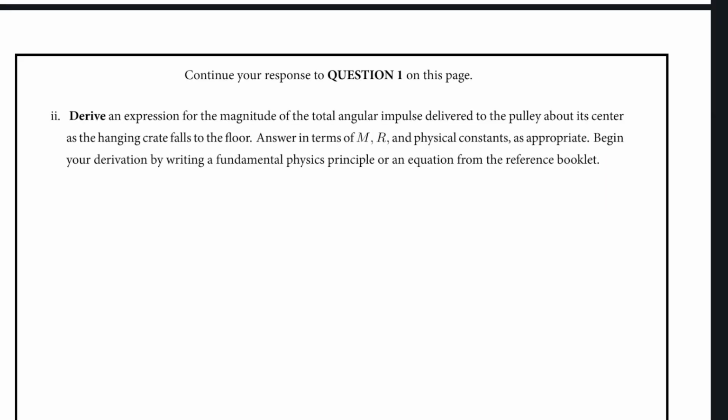So now we're on to the derivation. Here it's just going to be one part for the A derivation. A 5-point derivation for finding the magnitude of the total angular impulse that is delivered to the pulley about its center of mass as the hanging crate falls. You're going to answer in terms of m, r, and physical constants.